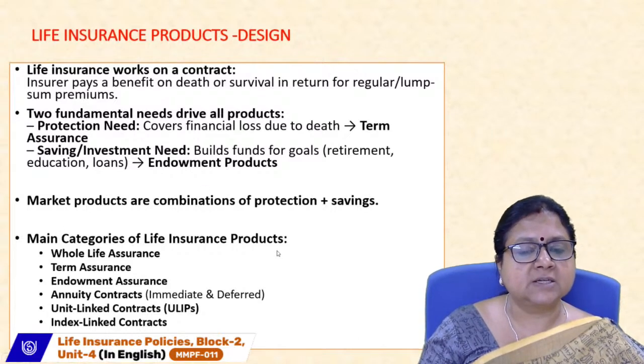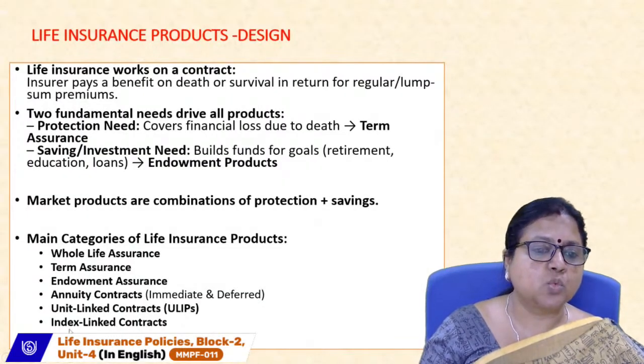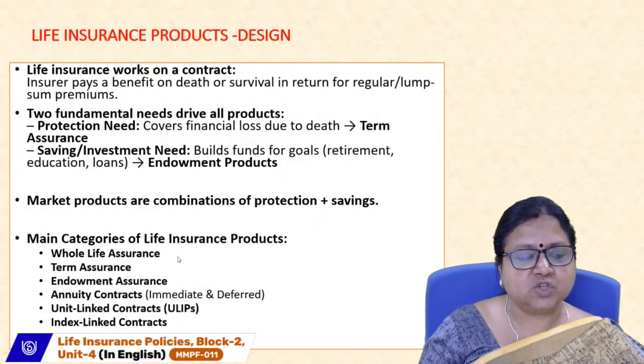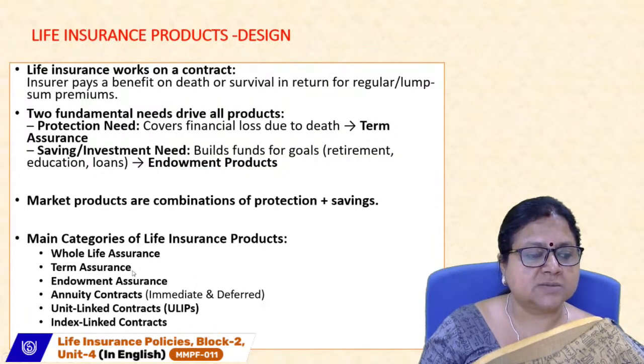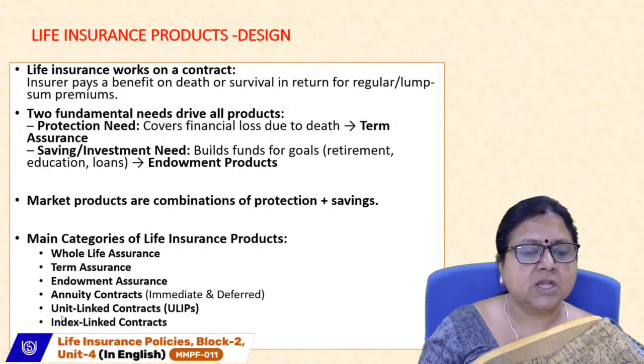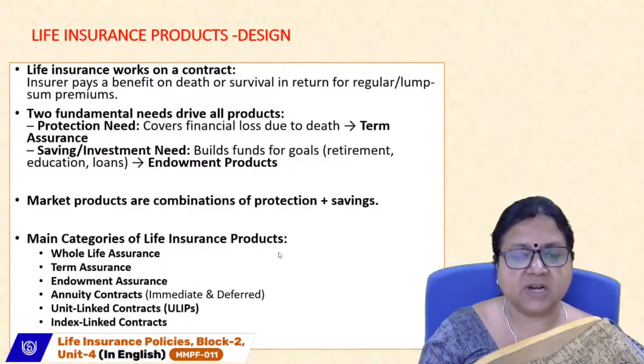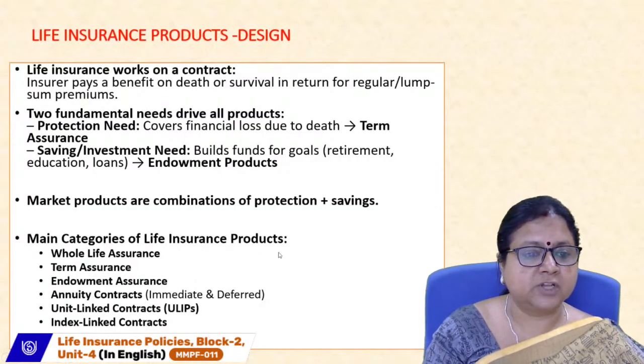So the main categories of life insurance products include, we will understand this one by one, whole life insurance, term insurance, endowment insurance, annuity contracts, unit linked contracts or ULIPs, and index linked contracts. We will understand these one by one very briefly.